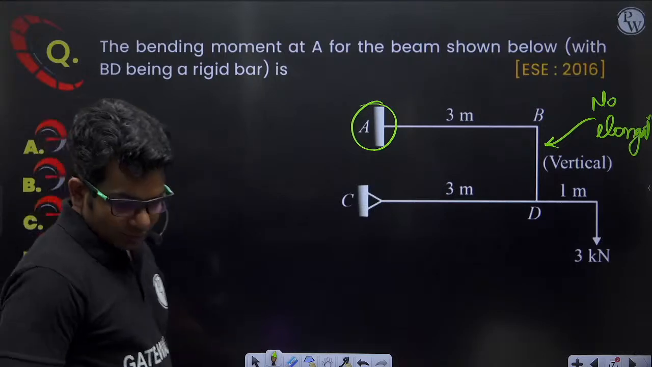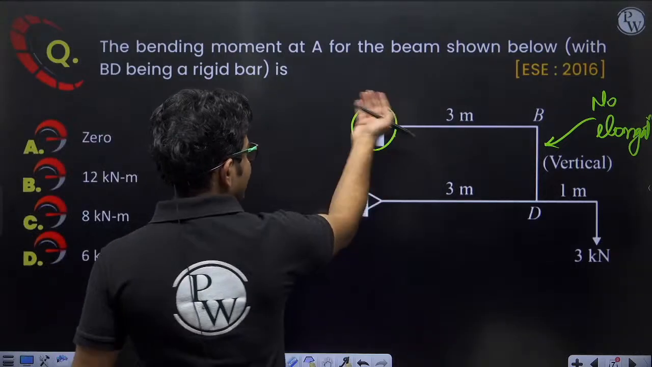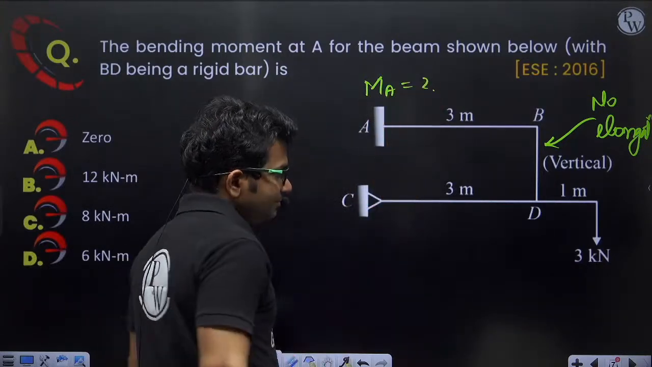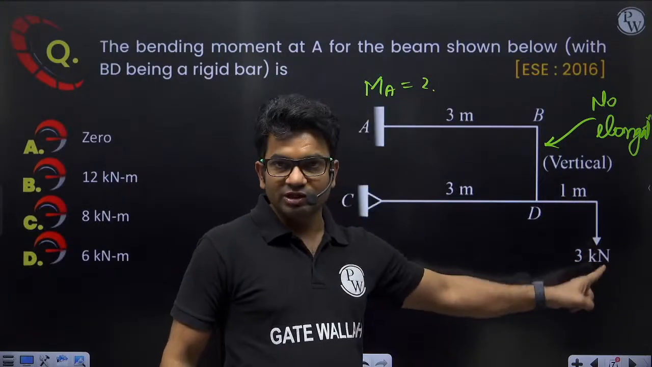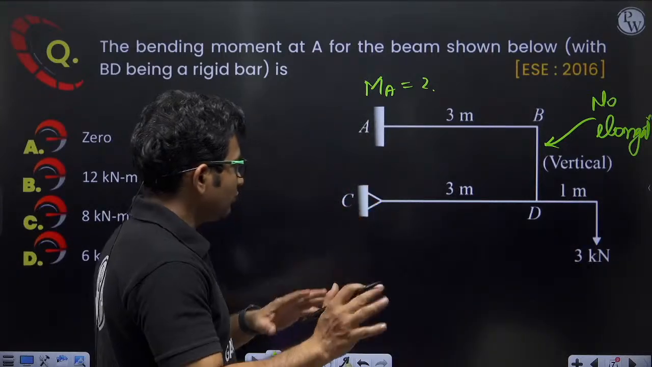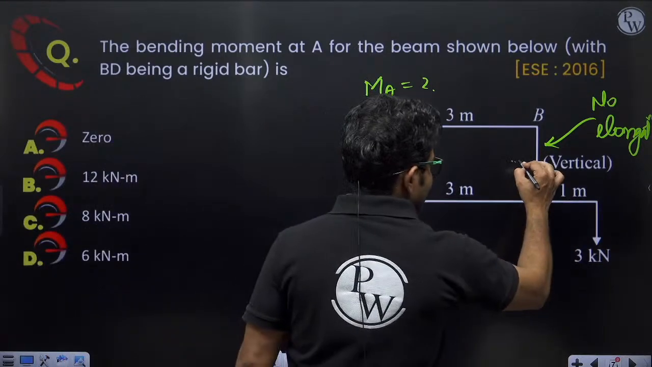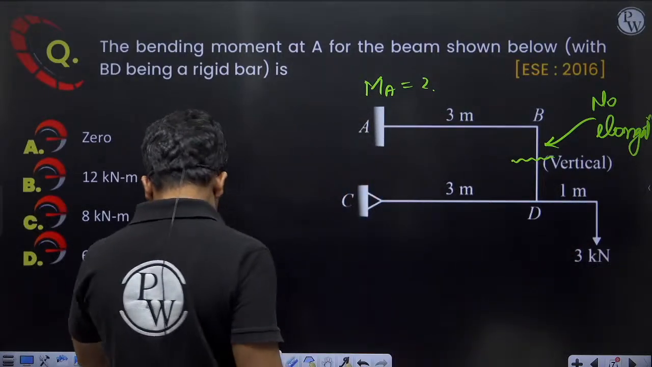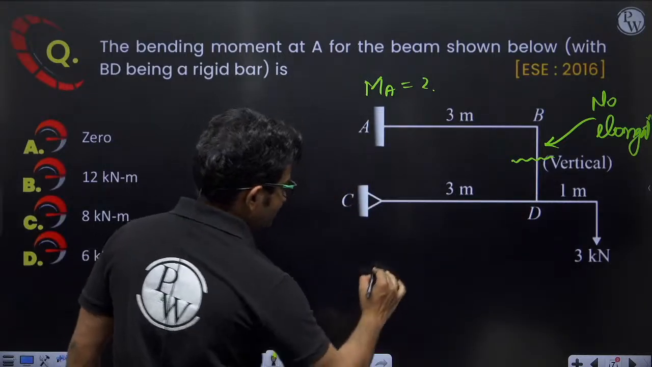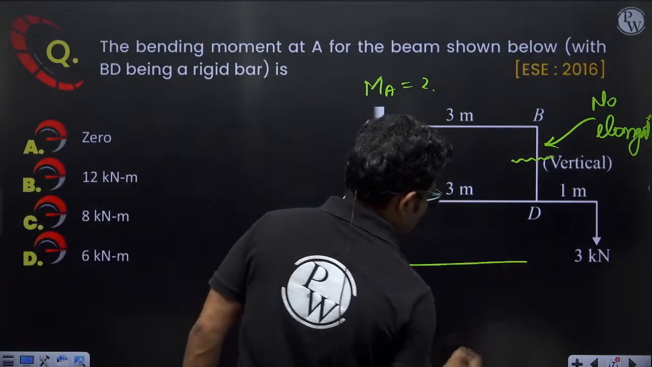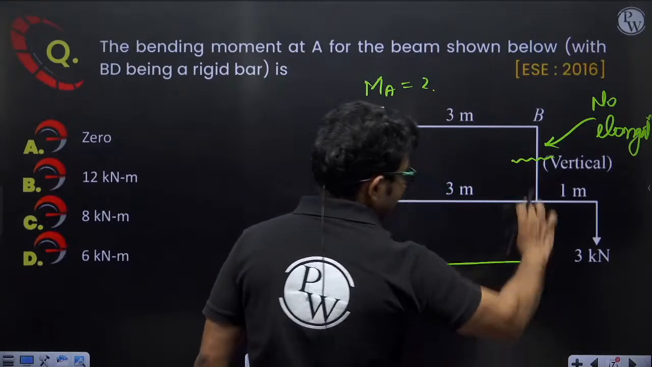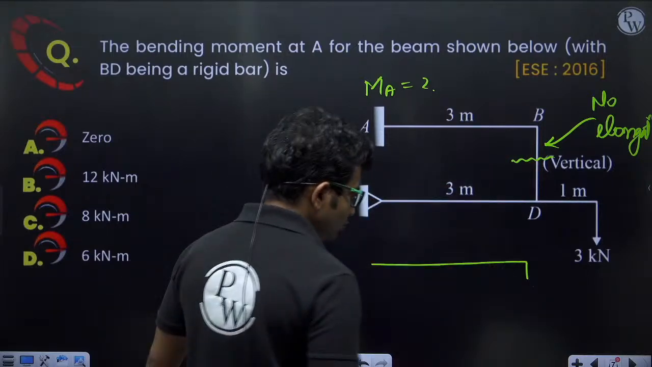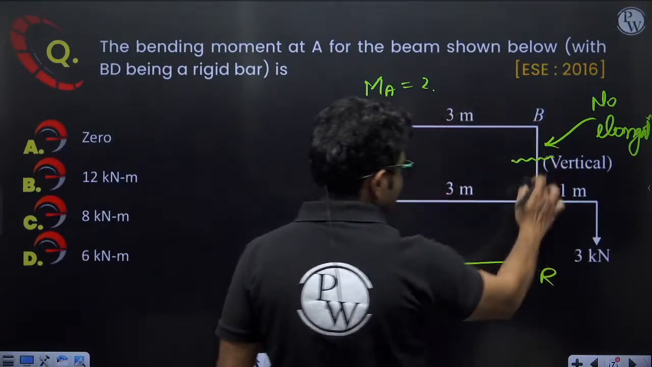Okay, so I want to calculate the bending moment at point A. Here a 3 kilonewton load is acting. So let us draw a free body diagram. Let us cut a section here and transfer this load here. Let us say in this bar I am getting a force, let us say R. So R is the force in this bar.